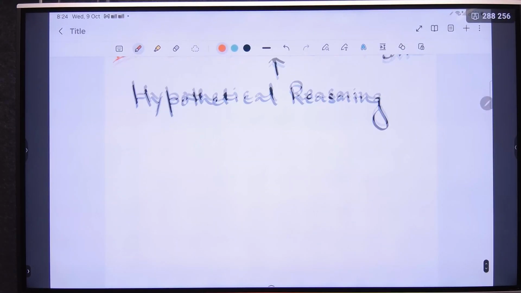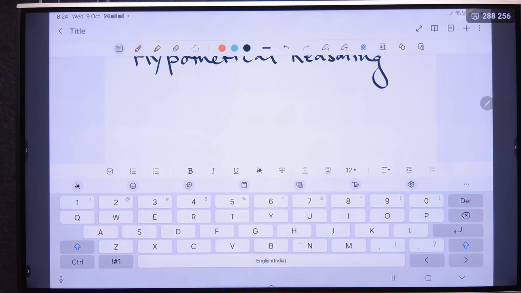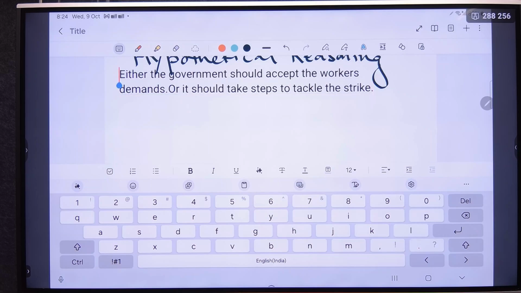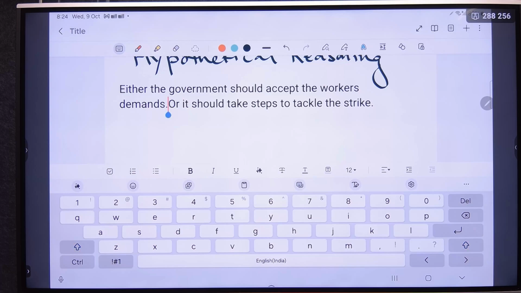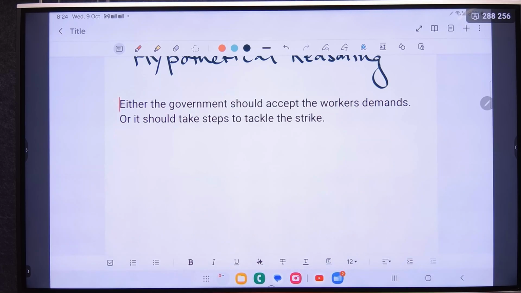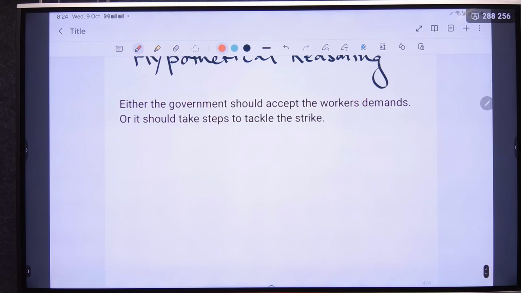Now the second one I am going to tell you. Let's have another typing and let's see whether it types it correctly or not. Either the government should accept the workers' demands or it should take steps to tackle the strike. इसको हम नीचे कर देते हैं. Okay, let's get it more down. So यहाँ पे the way we had given P and Q, let's again name them. The first sentence as P and the second sentence as Q.